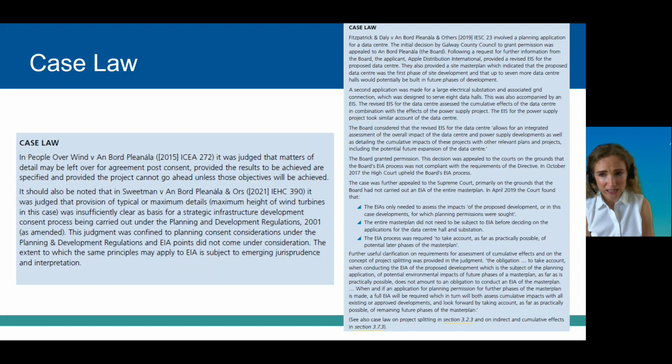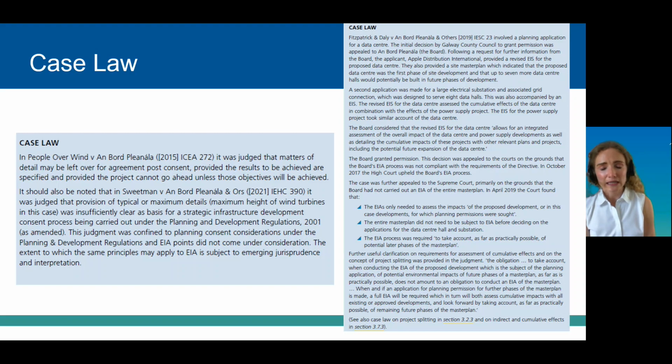On the left, this case law box relates to the level of detail in project description, and you've got the People Over Wind and Sweetman case, which is back in 2015, and then an updated summary relating to the Sweetman case of 2021 there. And then on the right, within the assessment of cumulative effects section of the guidelines, this Apple Data Centre case law summary is shown. So they're just screenshots from the guidelines themselves.